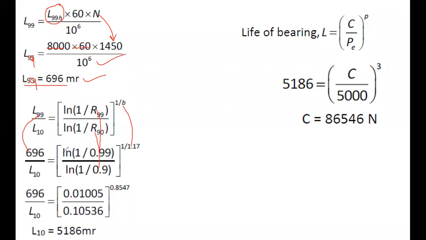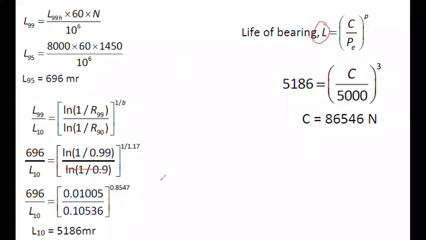Put down natural log of 1 upon 0.99, you will get this answer. Put down natural log of 1 divided by 0.9, you will get this answer. Do 1 divided by 1.17, you will get this answer. L10 will go here and this whole thing will go 696 divided by this much. You will get the answer as 5186 million revolutions. L10 we found out. Now at this L10, I want to find out dynamic load carrying capacity, so we will use the load life relationship formula.